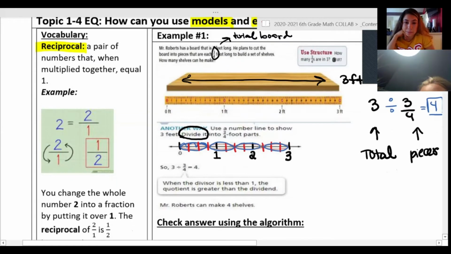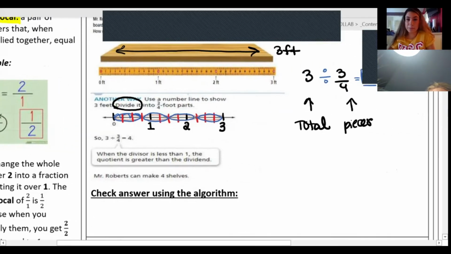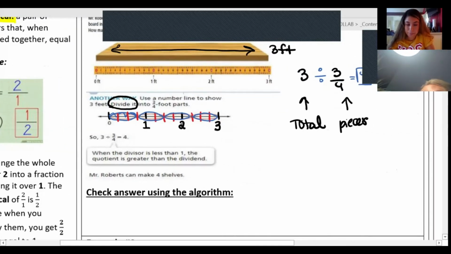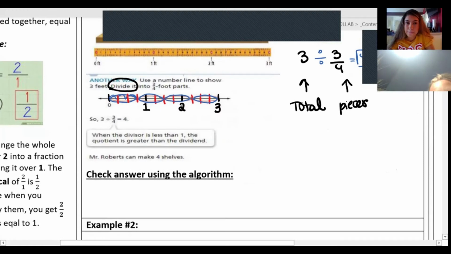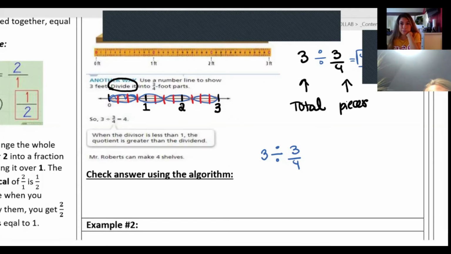But we have been blessed with a little thing called an algorithm, right? Whenever you see a division problem, right, when you divide a fraction by a fraction or a whole number by a fraction, there is a formula that you are going to follow, okay? So for example, if the above problem is 3 divided by 3/4, we are going to use this simple little rule that will always allow you to arrive at the correct answer, okay?